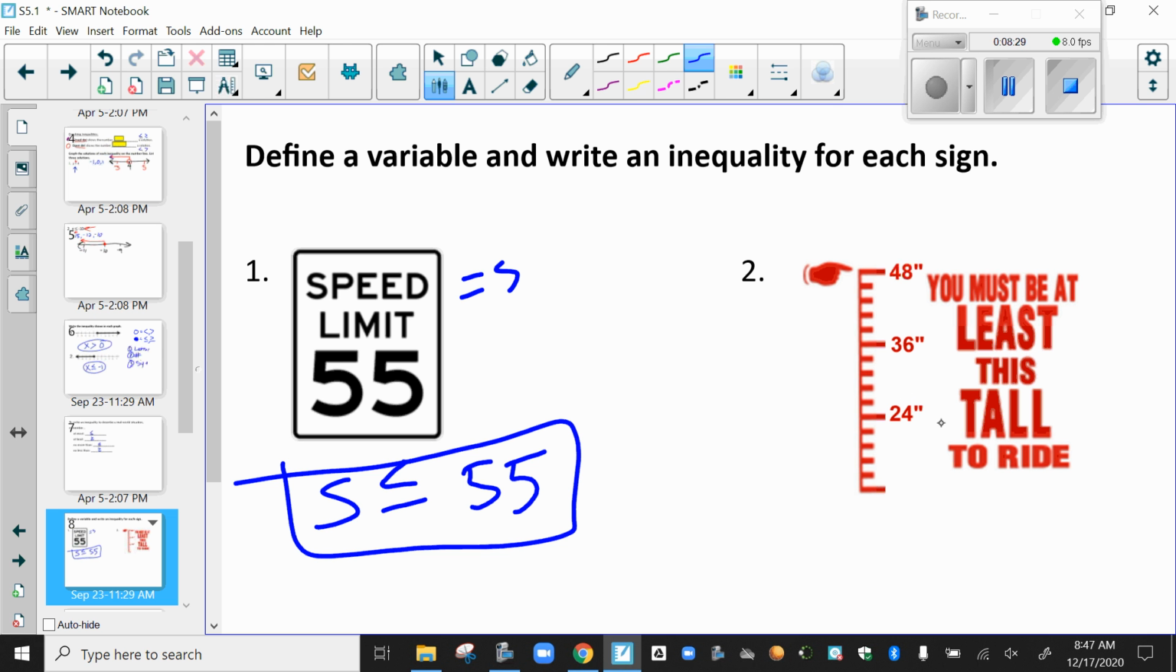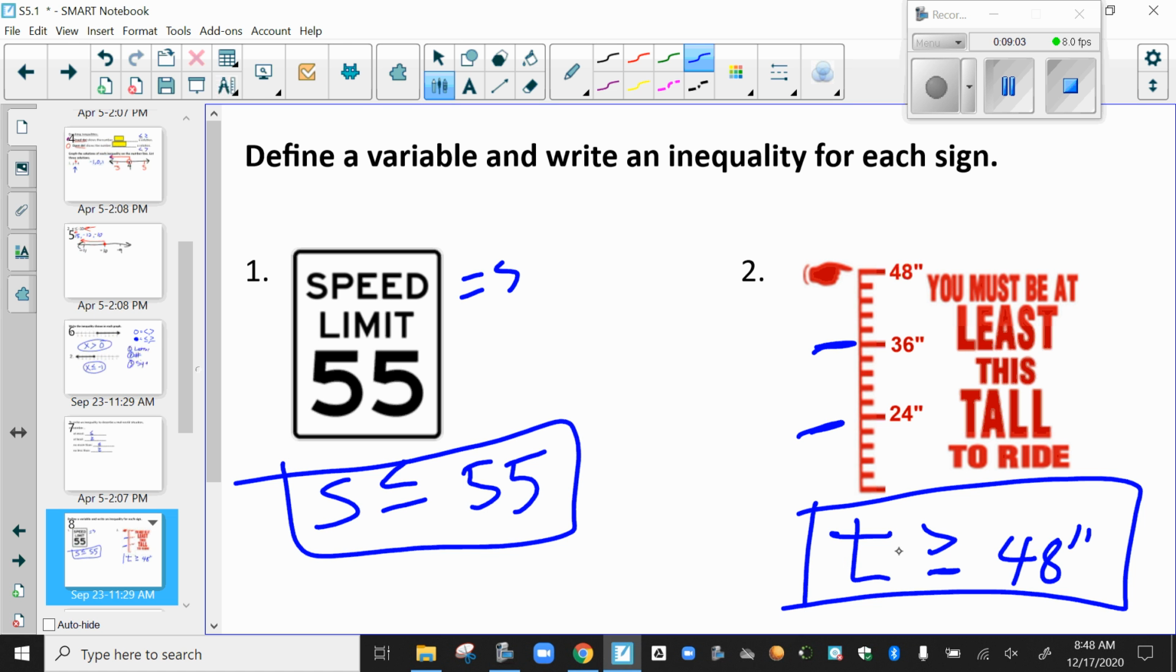Next one here, who likes roller coasters? Here's an example. You must be at least this tall to ride, 48 inches, right? So we want to say that no kids under 4 feet can ride these rides safely. All right, so we want to say tall. The number is 48 inches, right? Can you ride it if you're 36 inches? No. Can you ride 28 inches? No. So we want a greater than. But if you're exactly 48 inches, you can. So we want to include the or equal to. So you have to be tall, greater than or equal to 48 inches. You might want to do height. Might make more sense for the letter, but that's it there.